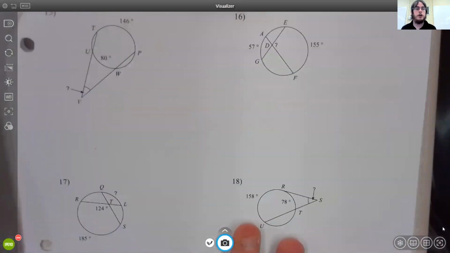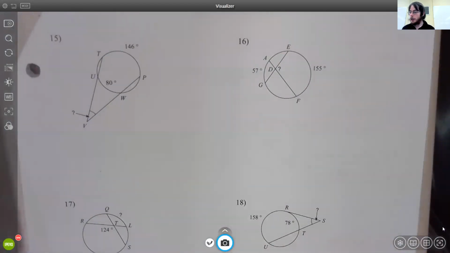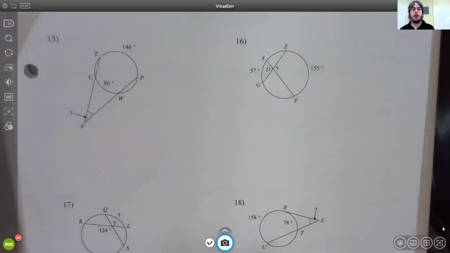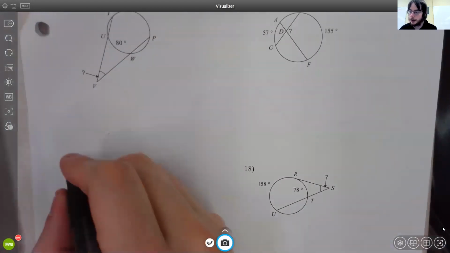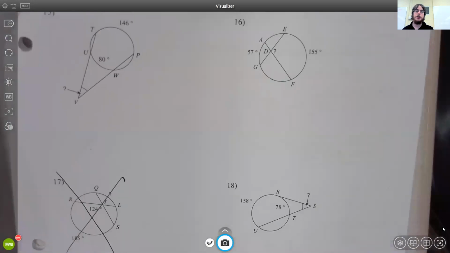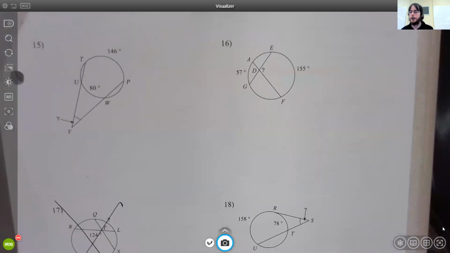All right, so flipping on over to number 15. What I want you to do is try 15, 16, and 18 on your own. You don't have to do 17 because, again, I did not show you how to do those. So try those out and come back and check your answers.